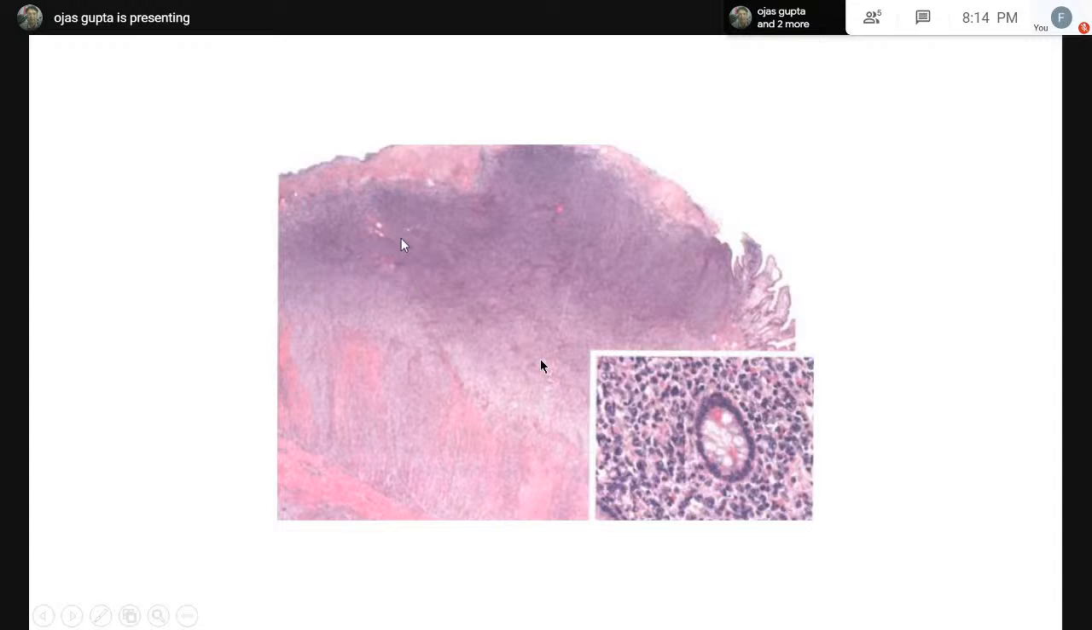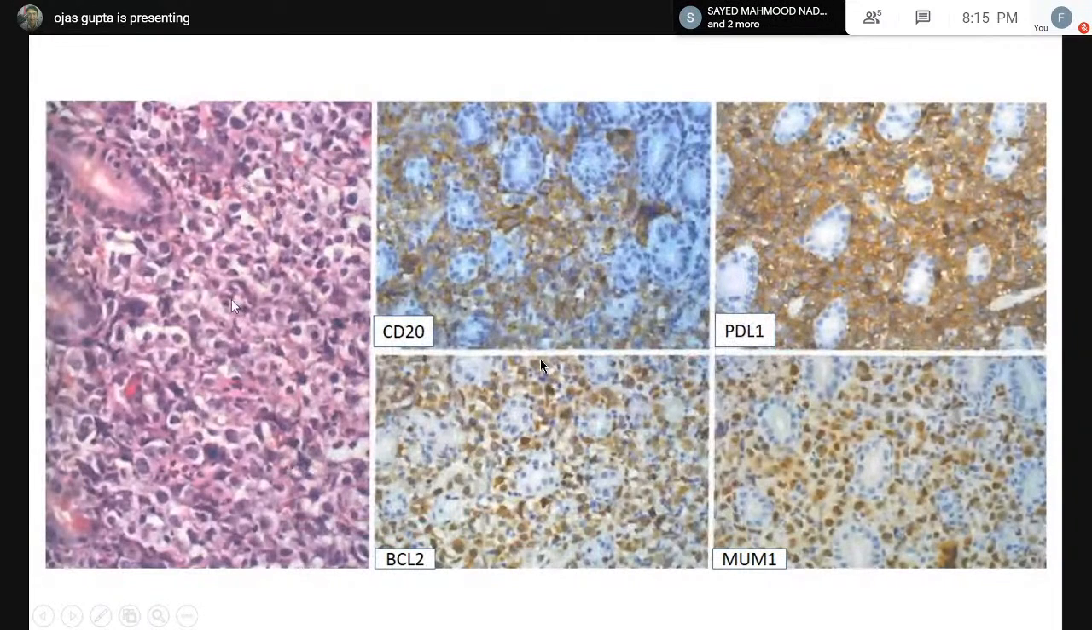There is transmural infiltration of these blue looking cells, and on higher power view we can see that these cells are large, and also we can see that there is presence of surface ulceration. So this is the intact lining and this is the surface ulceration. On a closer look we can see that there is a monotonous population of these large atypical lymphoid cells.